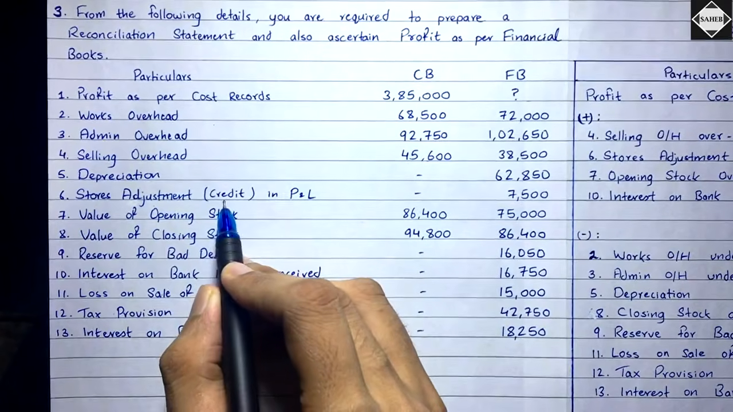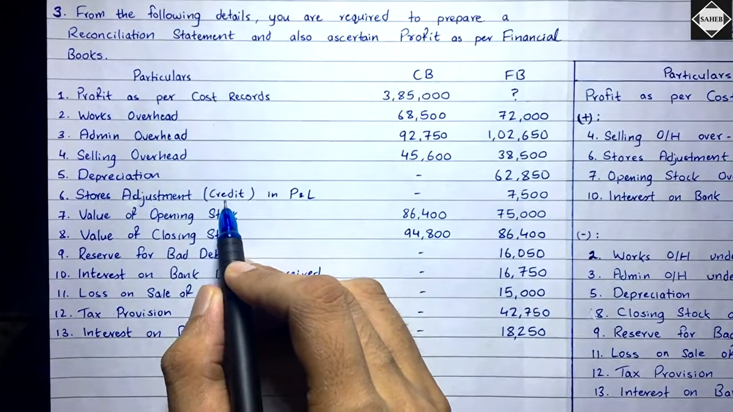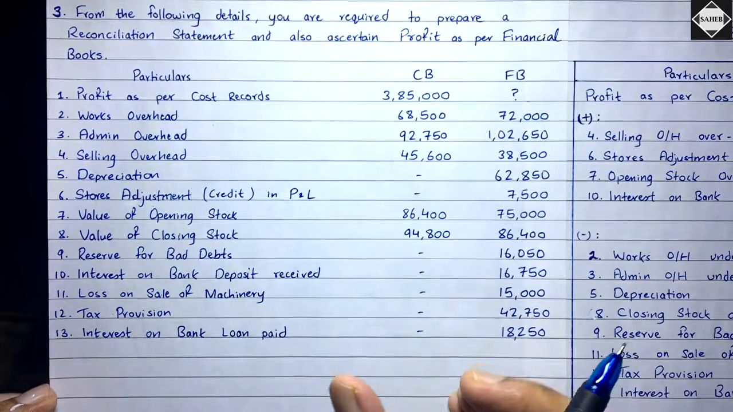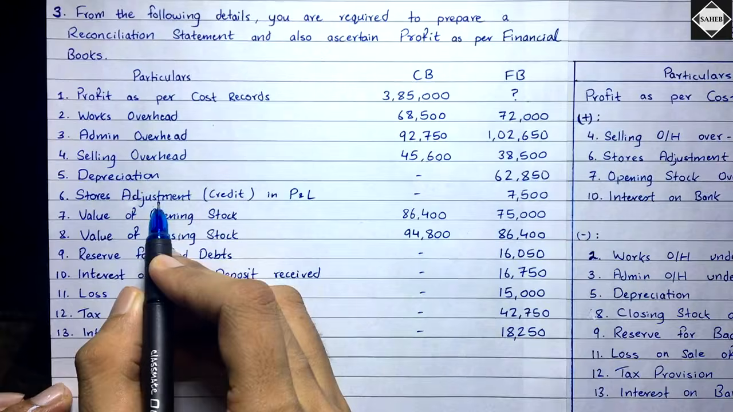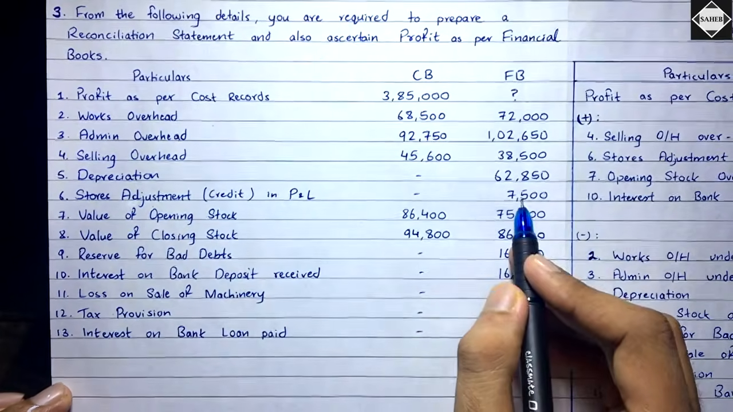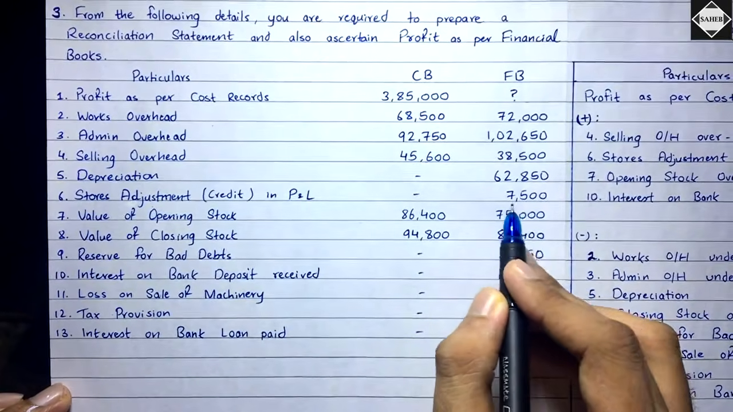Moving on, then we have stores adjustment credit in P&L. Now credit means what? It is income. Because on the credit side of P&L, you have all the income. So that's why it's income, stores adjustment. Now let's see what is happening. This income has been recorded only in the financial books, isn't it? See here, 7,500.